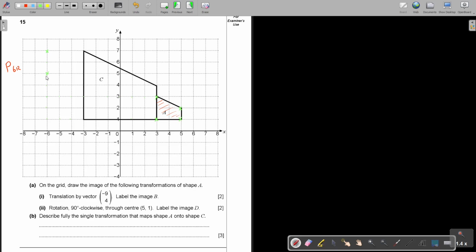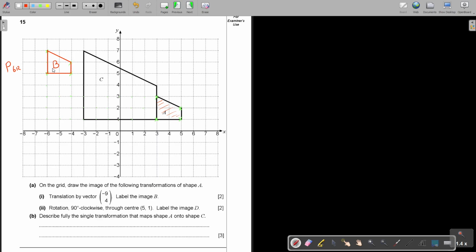I count nine and then four for each of the remaining corners. And then I'm just taking my ruler, rather take another color. Okay, it's the shape, it didn't rotate, it didn't enlarge, it just moved position. And they said, name it B. Okay, as easy as that.